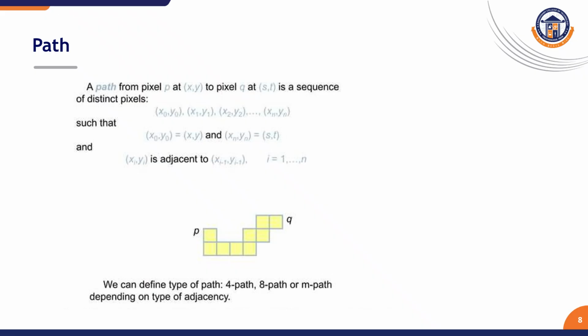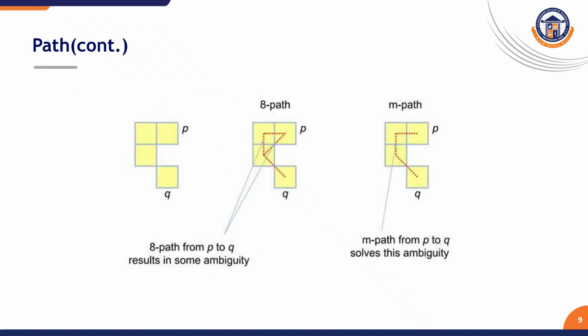So the next basic term is path. Pixels of similar intensity level or similar brightness level are connected together to form a path between P and Q, which is known as a path. So next one is the 8 path and m path, in addition to the 4 path. If diagonal pixels group together, or mixed pixels, diagonal or vertical pixels, are connected together, we call it an 8 path and m path.